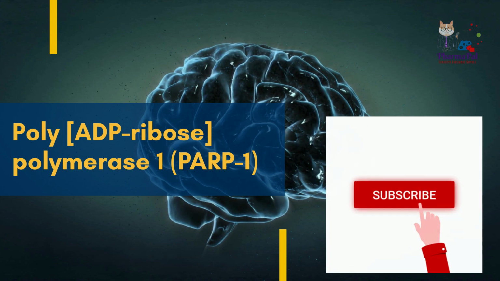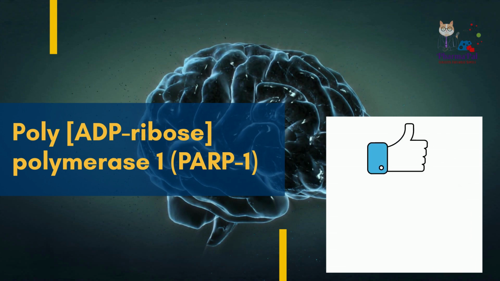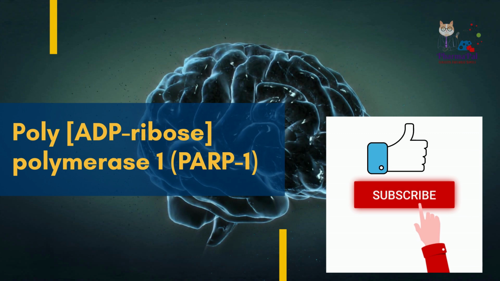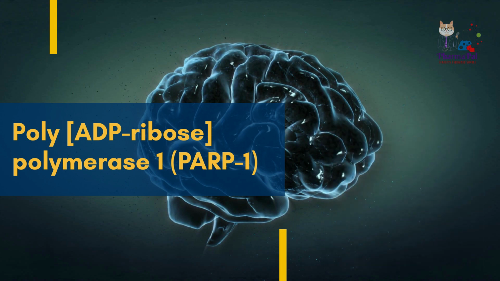Currently approved PARP-1 inhibitors include olaparib, rucaparib, niraparib, and talazoparib. Other inhibitors in clinical trials include veliparib, CEP9722, E7016, BMN673, and BGB290.